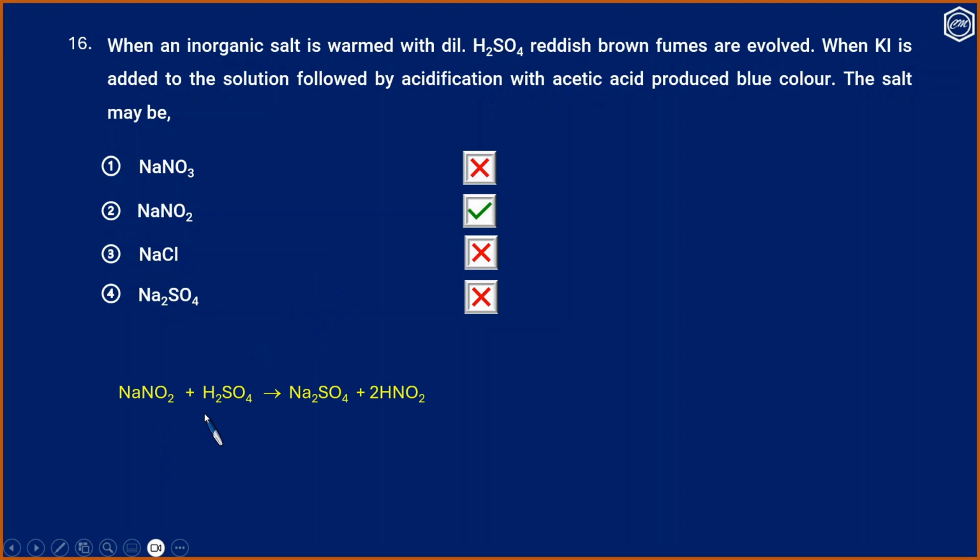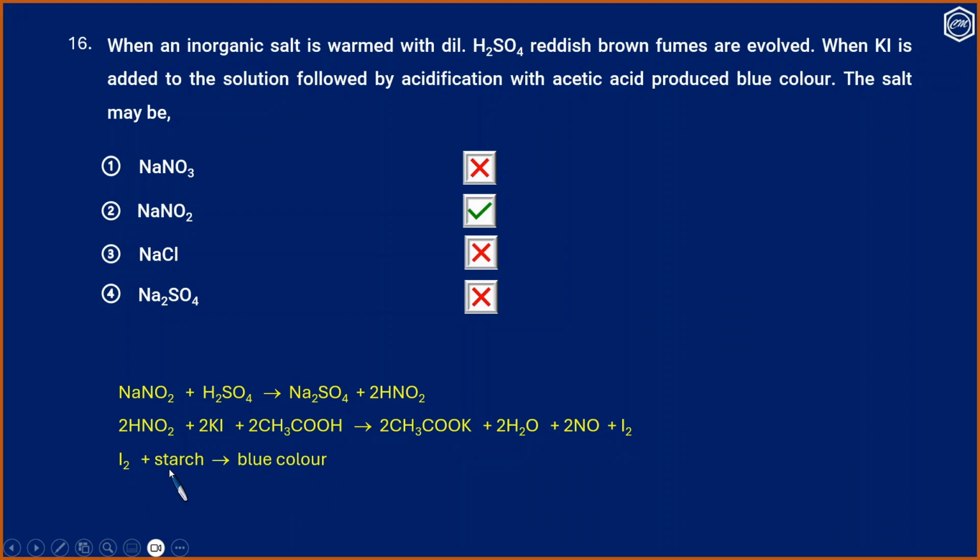So sodium nitrite reacts with the sulfuric acid giving sodium sulfate and nitrous acid. And the nitrous acid formed reacts with the potassium iodide in presence of acetic acid, generates iodine. Iodine combines with the starch giving a blue complex.